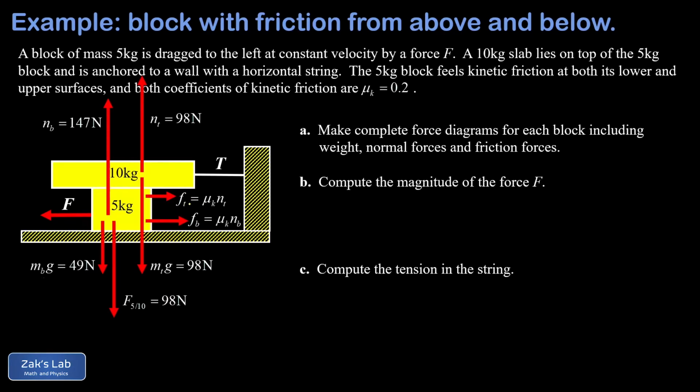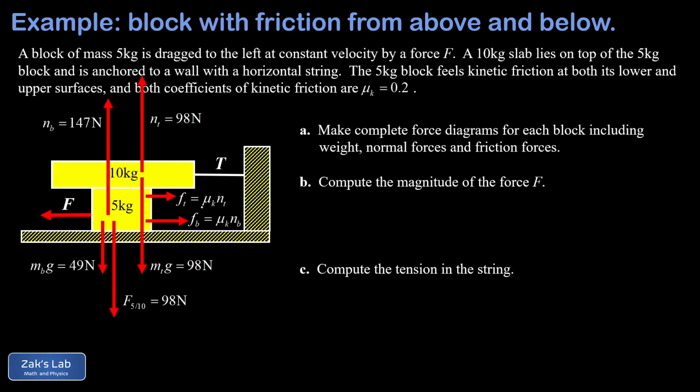One of them is F_t, the friction force exerted at the top surface of the 5 kilogram block. And that's given by our kinetic friction coefficient multiplied by the normal force at that contact surface, which is N_t, or 98 newtons. The friction force exerted at the bottom surface is mediated by a larger normal force of 147 newtons, or N_b. And we'll go ahead and calculate the numbers on these later. Now there's a couple things left to do for the slab that's on top of this 5 kilogram block.